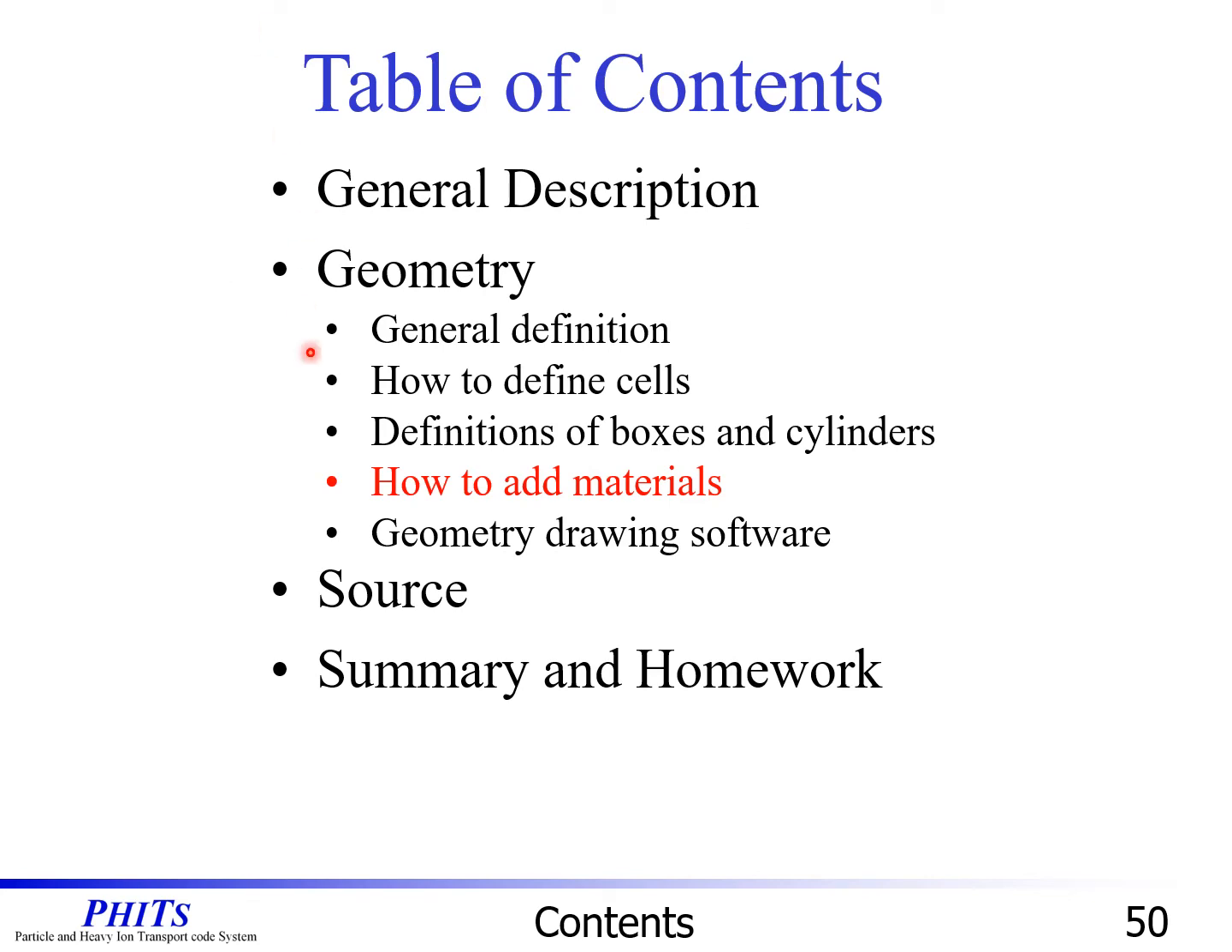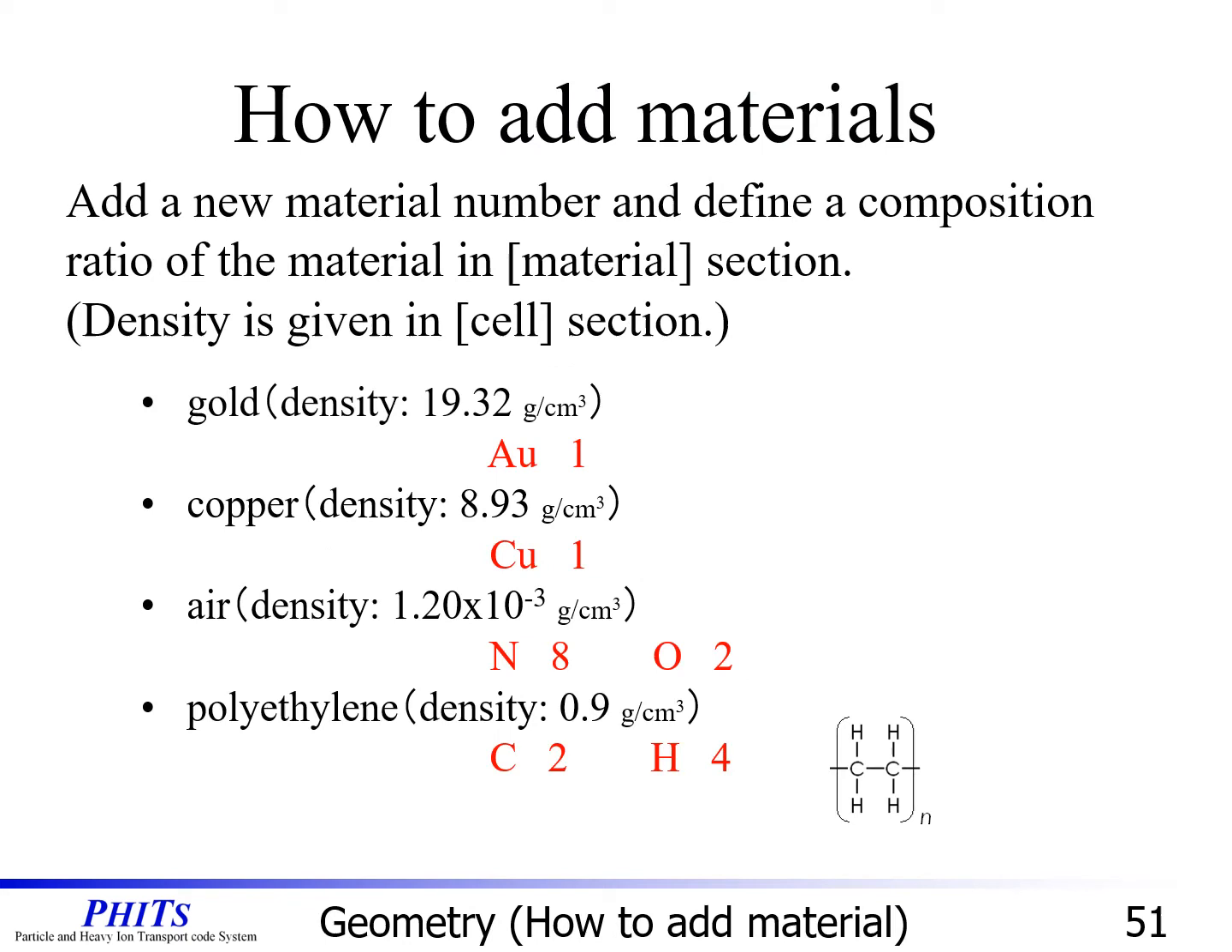Next is shown how to add materials. In this subject, we learn how to add materials. You can add a new material number and define a composition ratio of the material in Material section. Please note that the density is given in the cell section. When you write symbol of element without atomic number, its natural isotope ratio is used. We can also define mixtures and compounds as shown here.